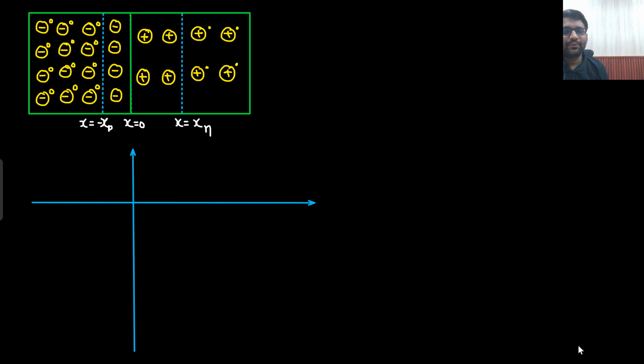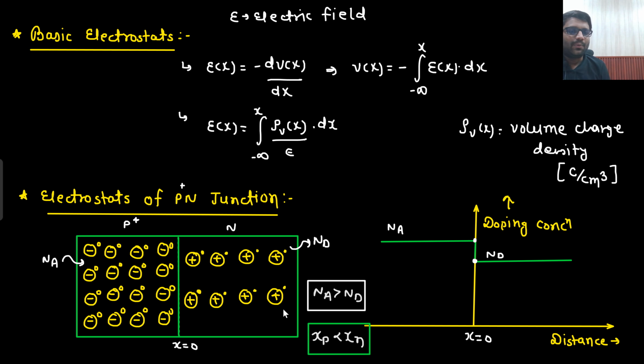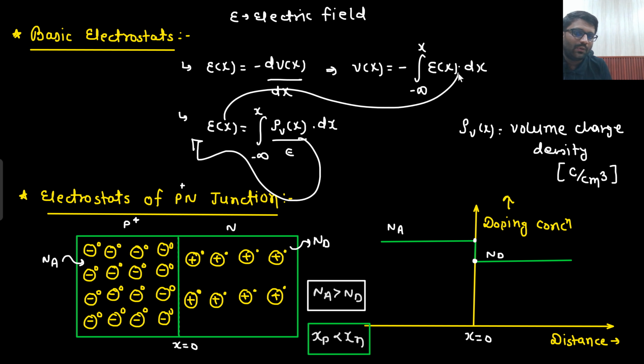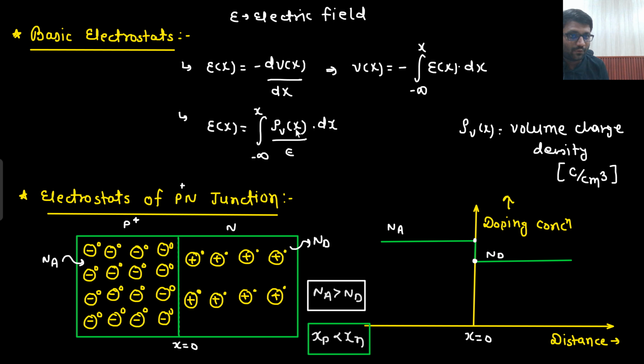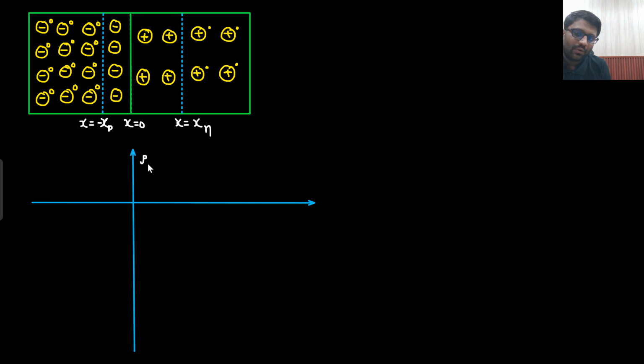So first what I will draw, where I need to go. From rho V I will go to E, and from E I will go to V. Is that clear to you? If I have the expression of rho V, if I know the diagram of rho V, I can get electric field. If I know electric field, I can get potential. So first I would draw volume charge density versus X.